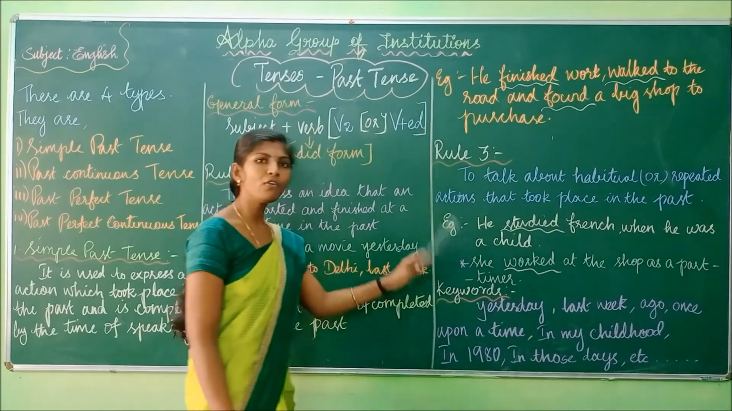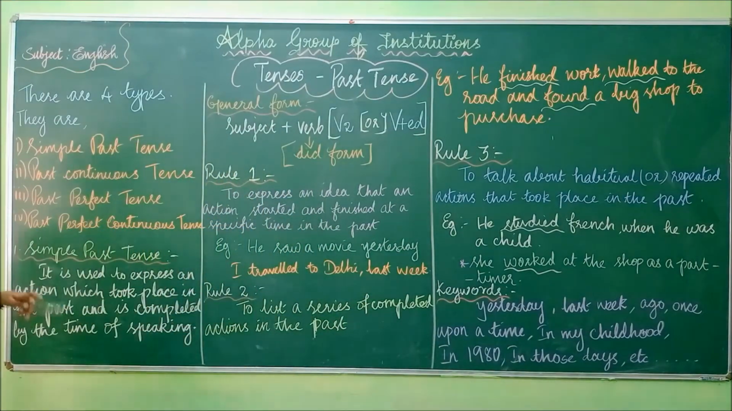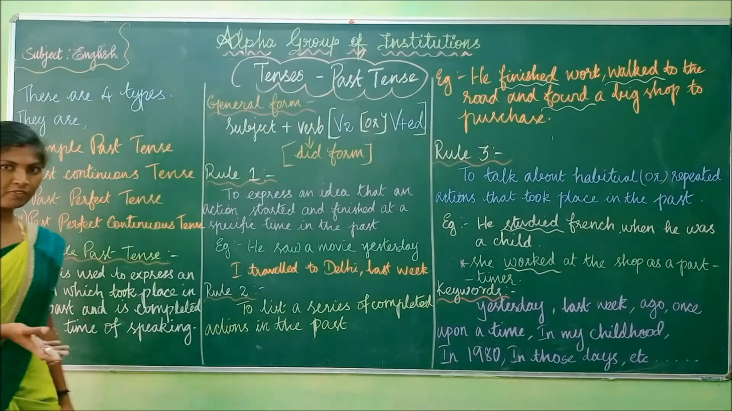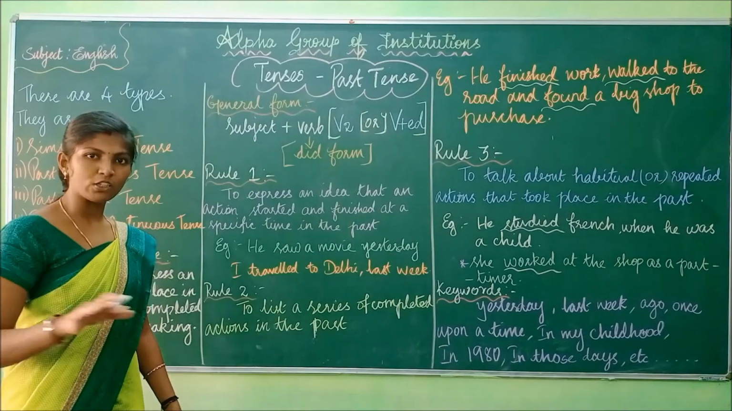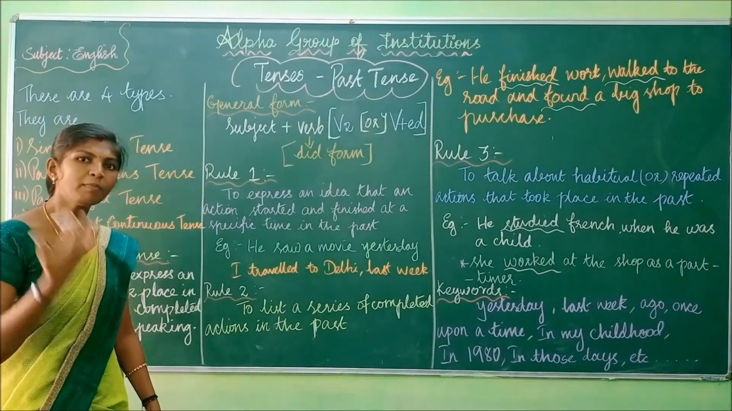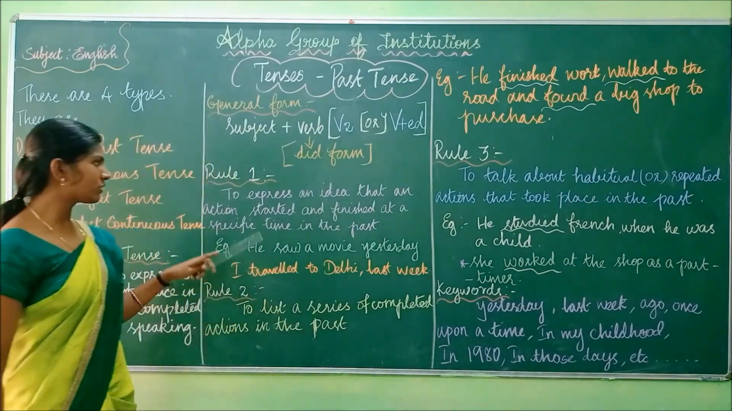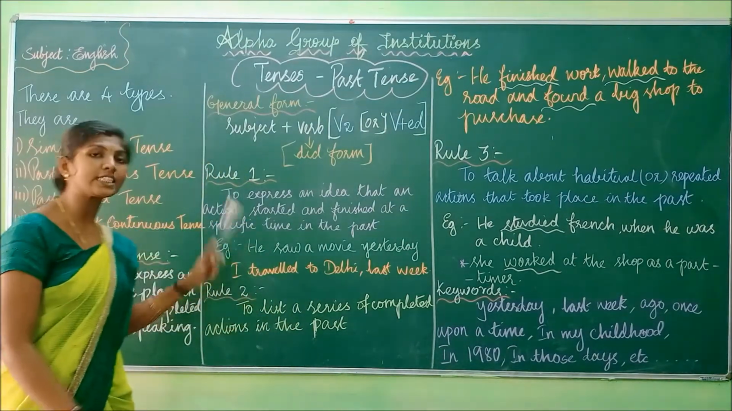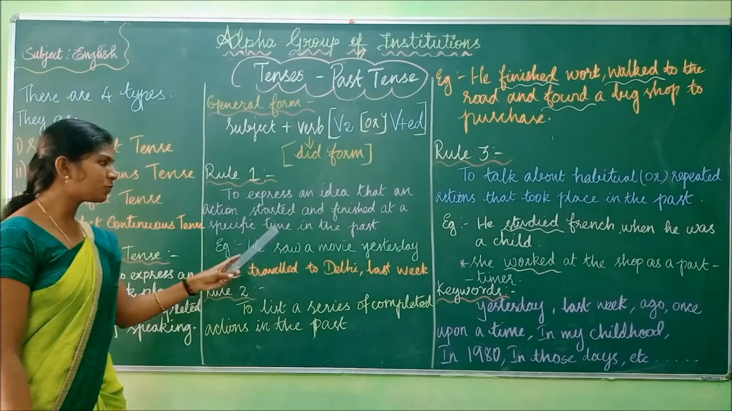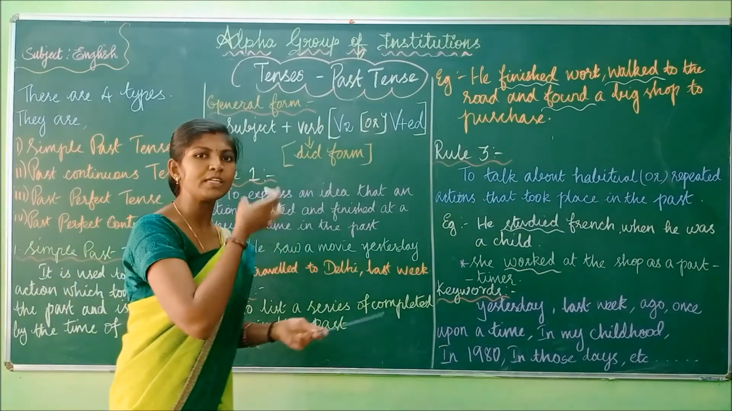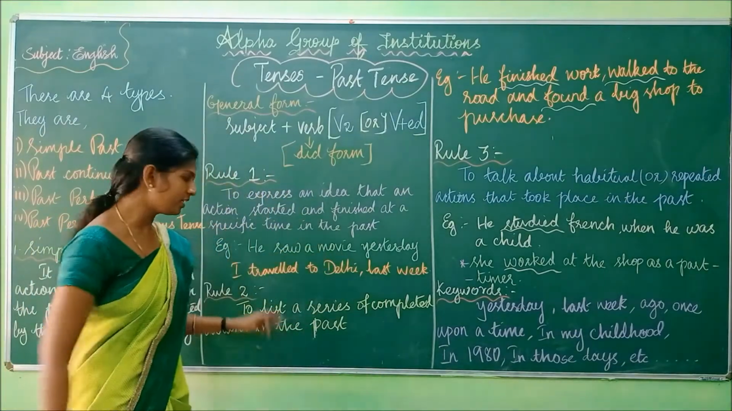So with this we have only 3 rules. So the first rule is to express an action which took place in the past and is completed by the time of speaking. When we speak about the action, it's not happening. It is over by the time of doing itself. And the next one is to express an idea that an action started and finished at a specific time in the past. In a particular time it started and happened in a particular time itself.